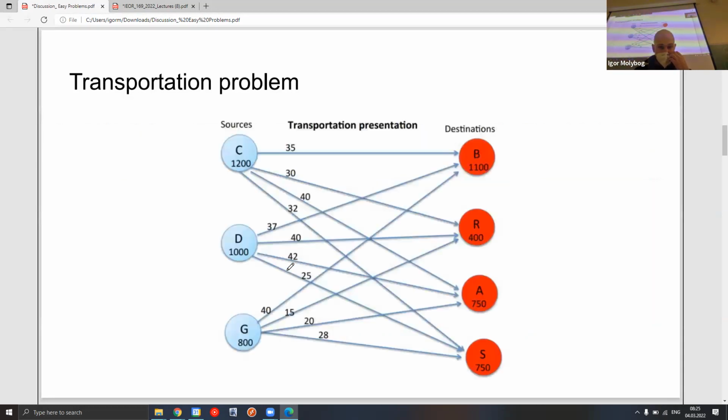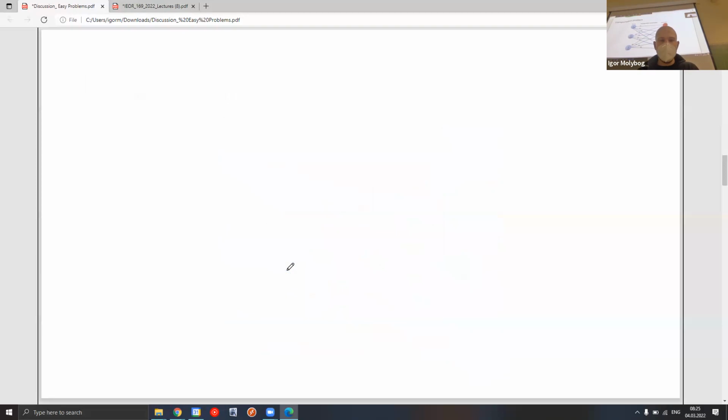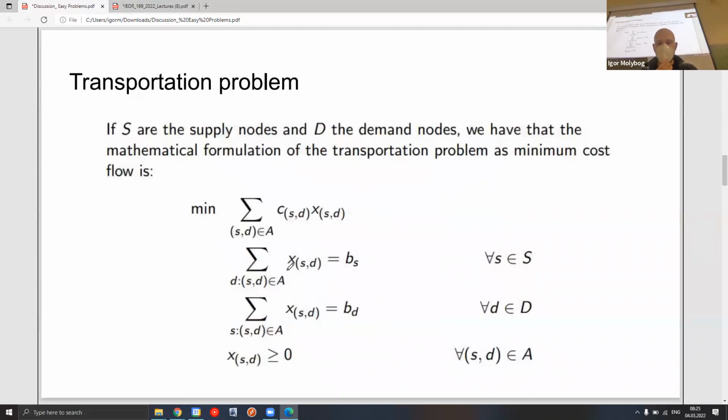You can take a look at the specific network, how it might look, and its formulation is the following: the mathematical formulation that you would need to come up with here. If S are the supply nodes and D are the demand nodes, we are having 2 different sets of constraints that basically specify which constraints we are trying to satisfy.